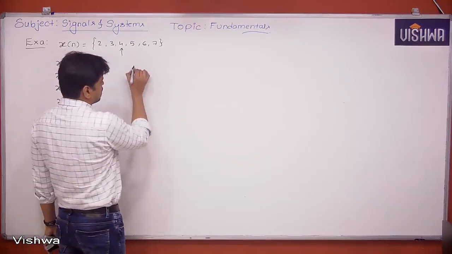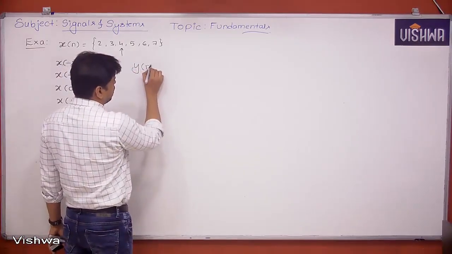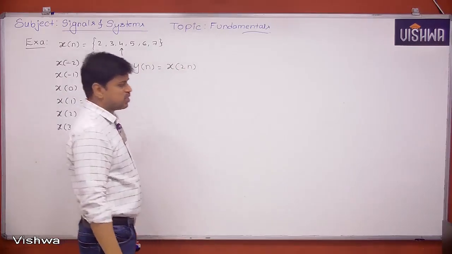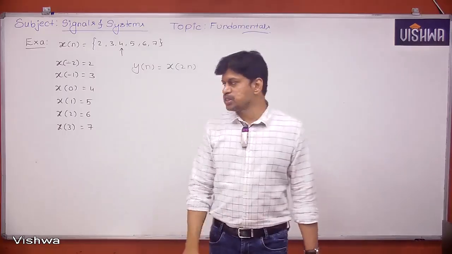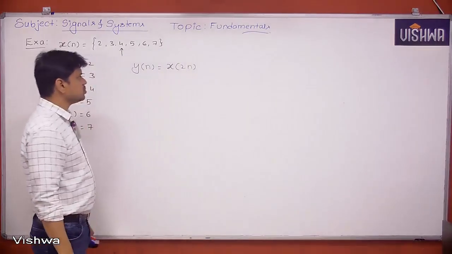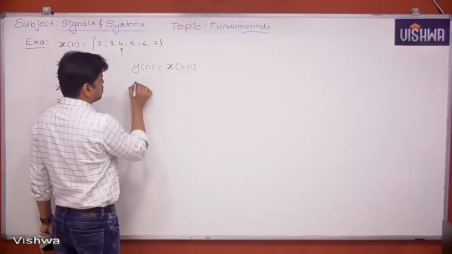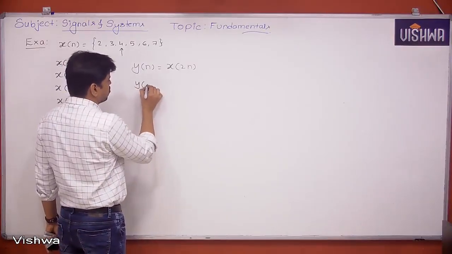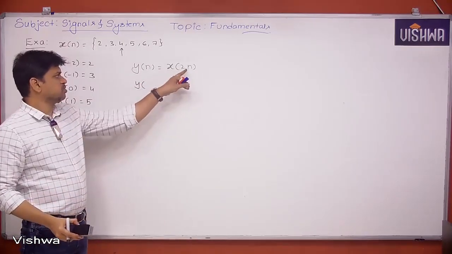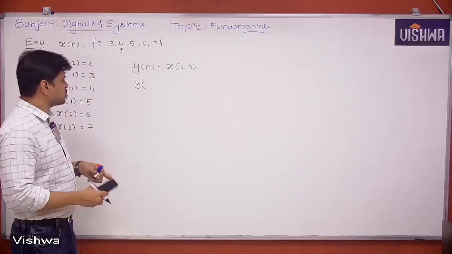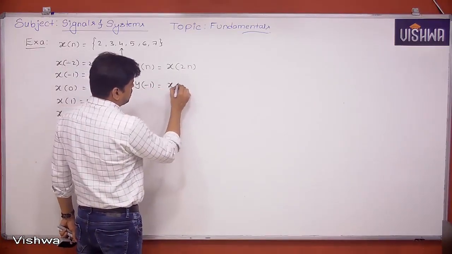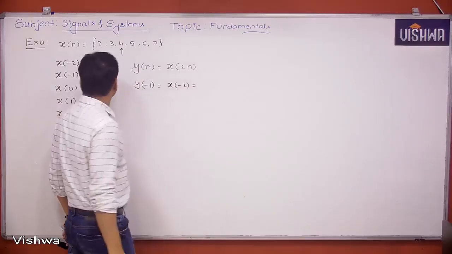Suppose somebody asks you to find a new signal y of n, which is x of 2n. Let's see one by one. If I take y of -2, is it a possibility? If I take n value -2, then x of -4, which is not there. So I can start from -1 only: y of -1 is x of -2. How much is it? 2.